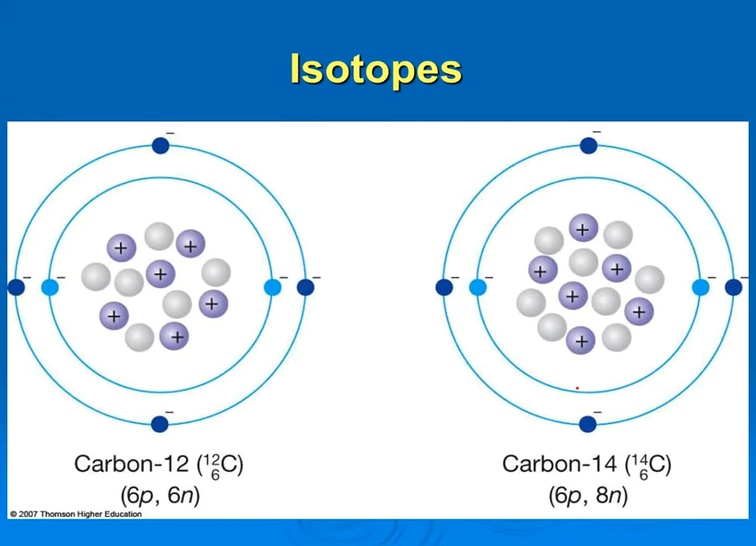All right, moving on to isotopes. Isotopes are basically the same element, although they have a different number of neutrons. They have the same number of protons because the proton number determines the element. If you have a different number of protons, you have a different element. In this case, and this is on page 28, you have one element here, carbon. This is on the left.